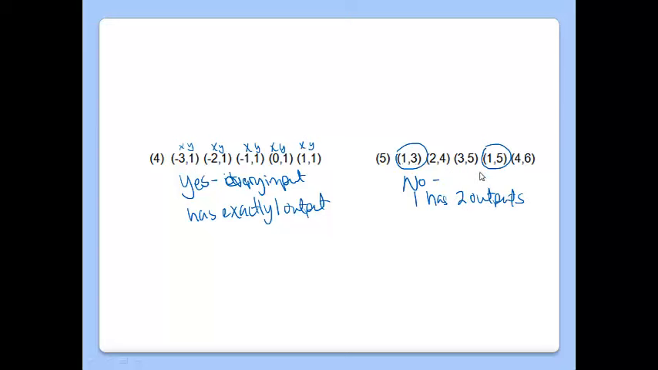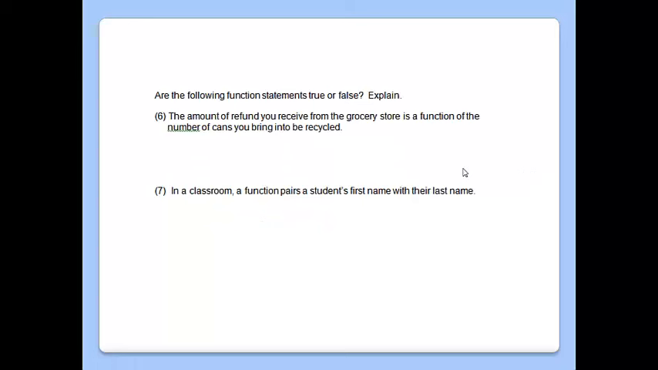All right, let's look at some functions, or not functions, in situation form. This question says, are the following function statements true or false, and then explain. So number six says, the amount of refund you receive from the grocery store is a function of the number of cans you bring in to be recycled. So it's basically saying, if I have a certain number of cans that I'm going to recycle, is it a function if I look at the amount of refund you receive from the grocery store.